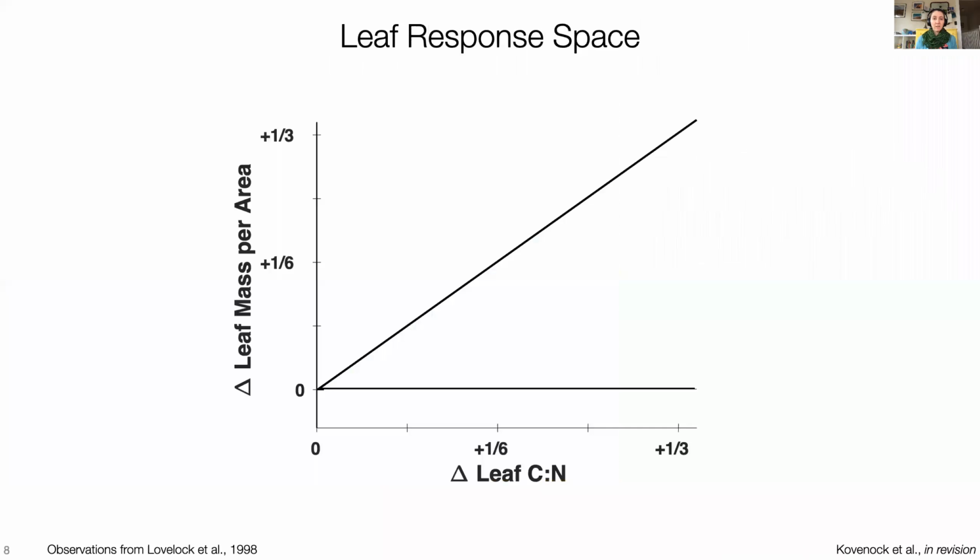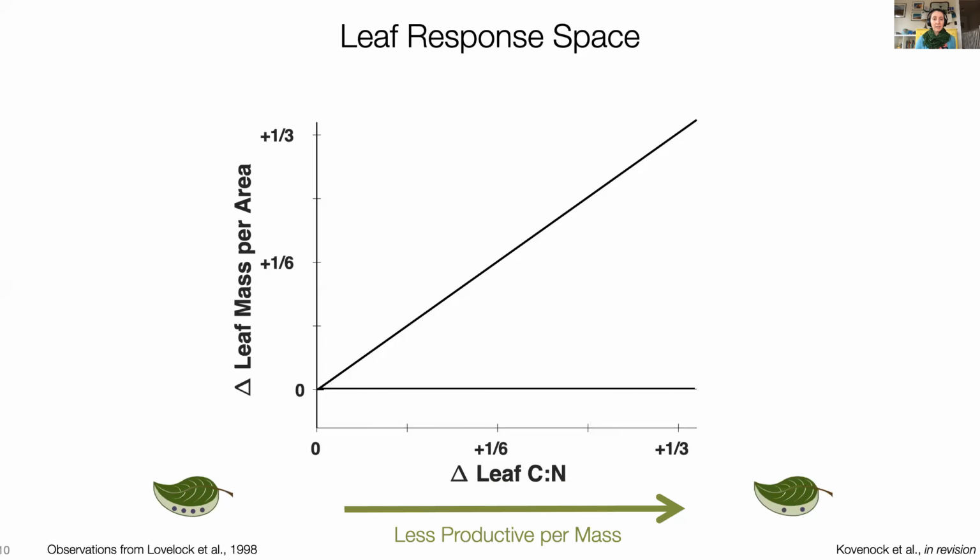So I'll start by introducing the leaf response space that we'll be looking at today. On the x-axis, we have changes in leaf carbon to nitrogen ratios, and on the y-axis, leaf mass per area. At the origin here, we have our control leaf. This control leaf would have the present day properties of leaf mass per area and leaf carbon to nitrogen ratio. As we go across the x-axis and carbon to nitrogen ratios increase, plants have relatively more carbon to the amount of nitrogen. This means that their nitrogen is spread out over a wider area. And we've denoted that by this fewer number of purple dots per area that's representing the nitrogen.